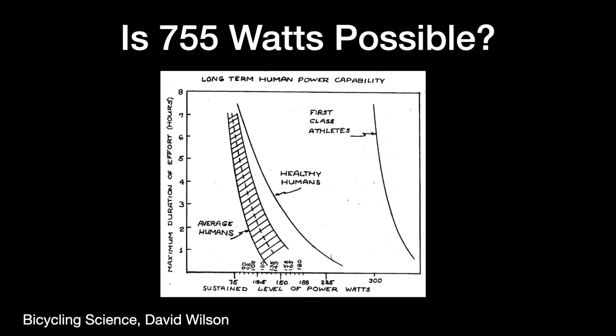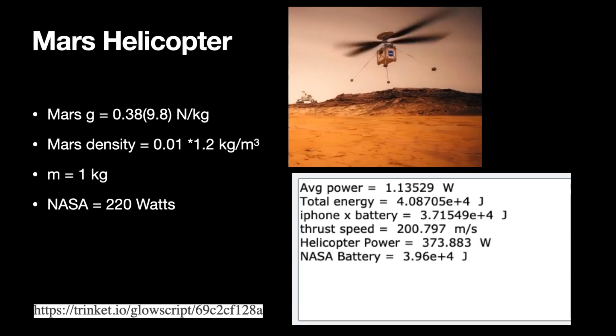So here this graph goes up to 300 watts or something like that, but the time, the vertical scale is in hours. So could you do this for 3 minutes? I think you can do probably 755 watts for 3 minutes, but I mean, I can't. Okay, I'm in that average human range, or maybe healthy. I might be a healthy human, so I could do like 225 watts for 10 minutes or something like that. So okay, that is a real video, the human-powered helicopter.